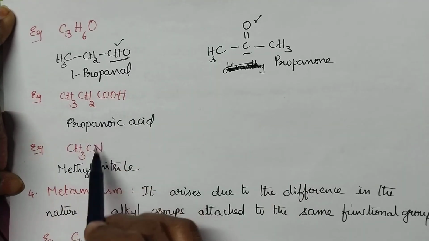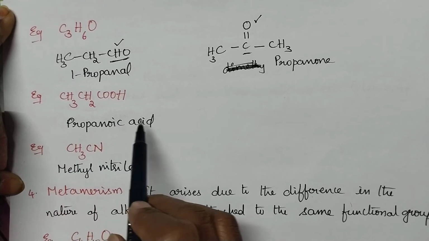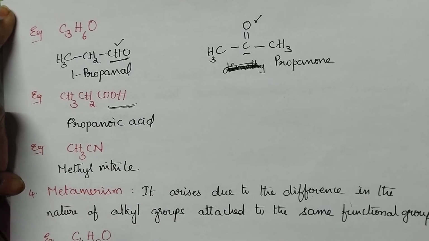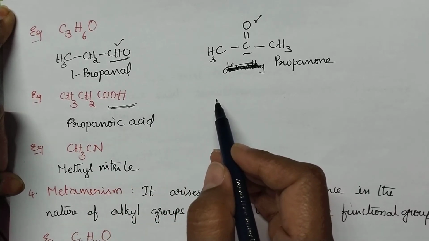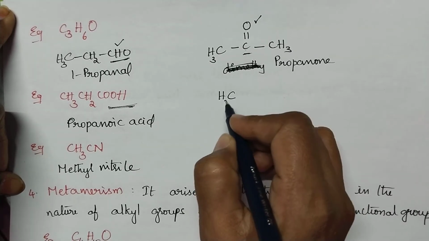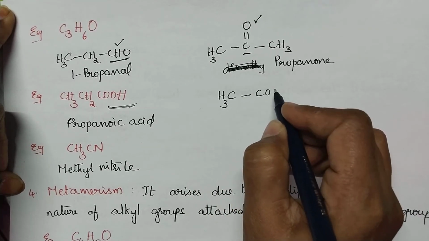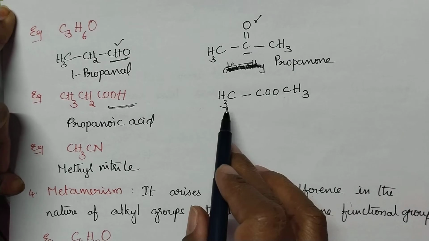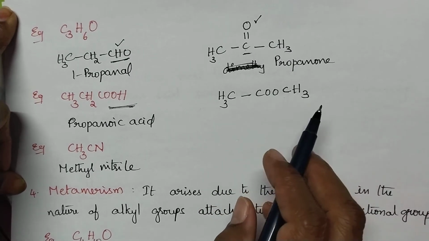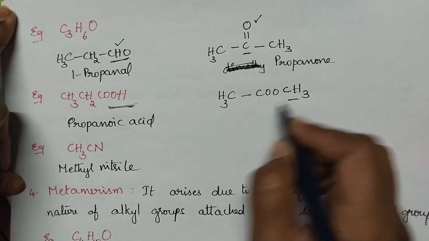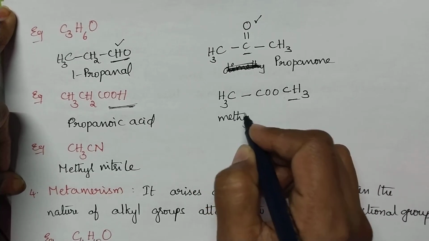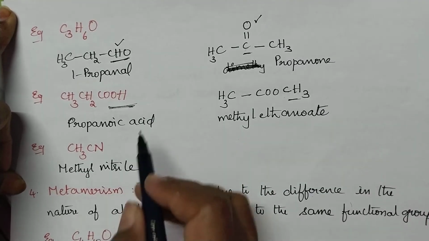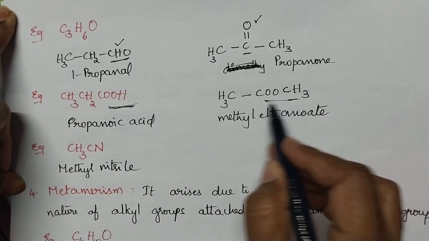Next, let us see two more examples. Here, propanoic acid is given. Remember that acid is the functional isomer of the ester. Will you write the corresponding ester structure? Yes, it is CH3COOCH3. Can you name this compound? Yes, it can be named methyl ethanoate. So, acid is the functional isomer of the ester.